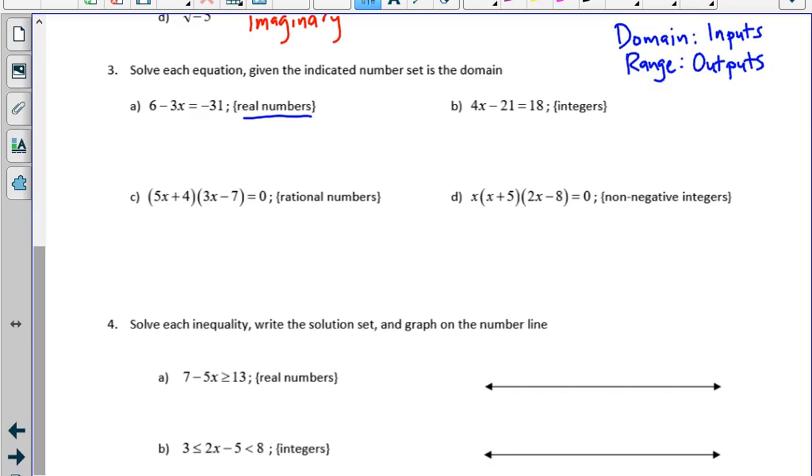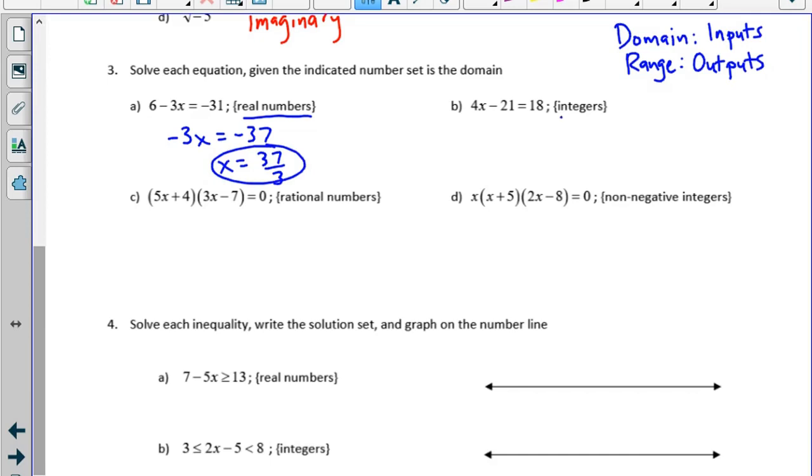So let's just solve this problem. So let's subtract 6 from both sides. So negative 3x equals negative 37. x equals positive 37 thirds. That is a real number, so that's a win. So x equals 37 thirds.